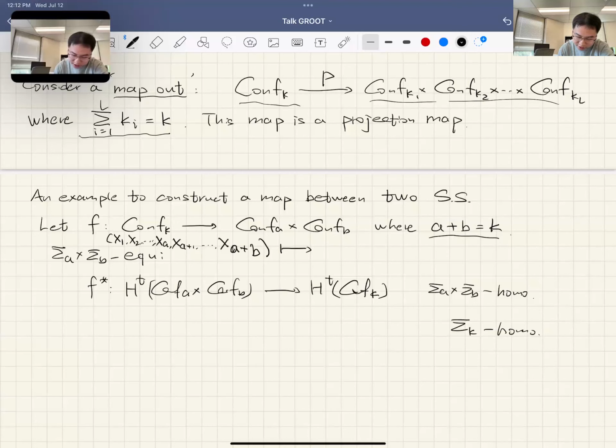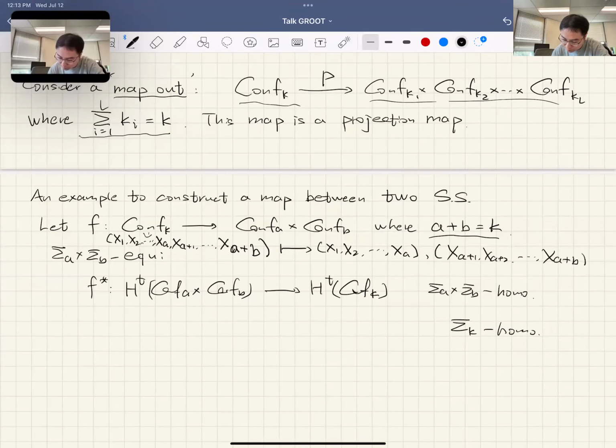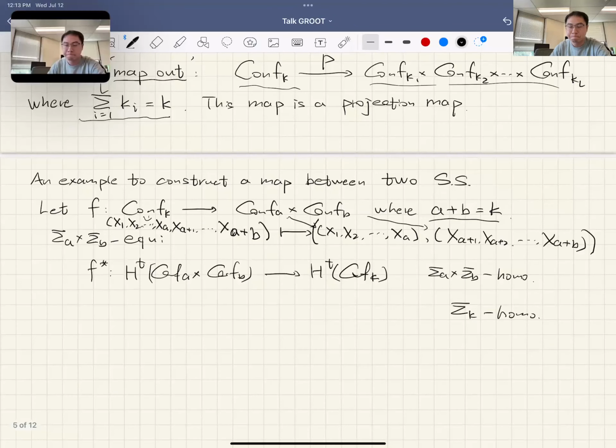So I have a k point here in comp k, and I send the first a points to comp a, and I send the last b points to comp b. So this is in comp A, this is in comp B. So when I say projection map, I actually mean this.